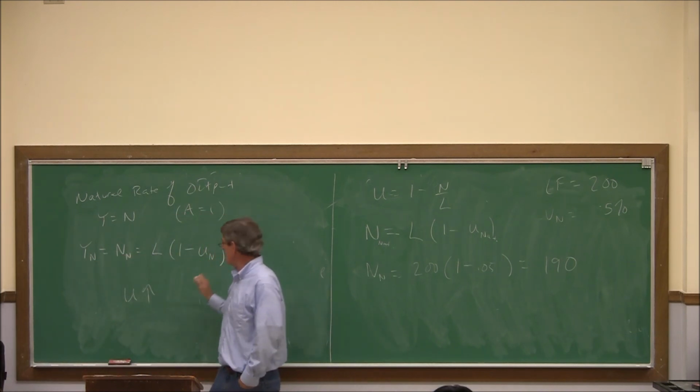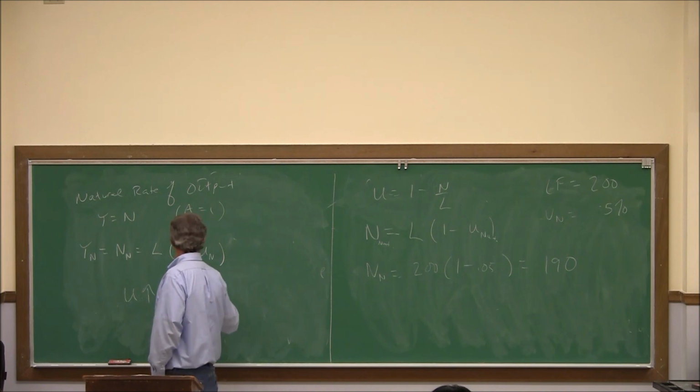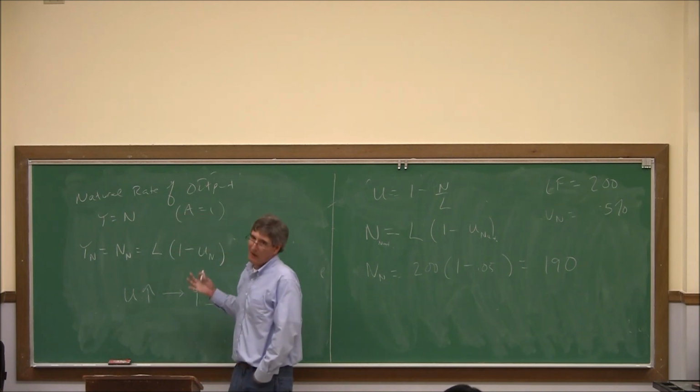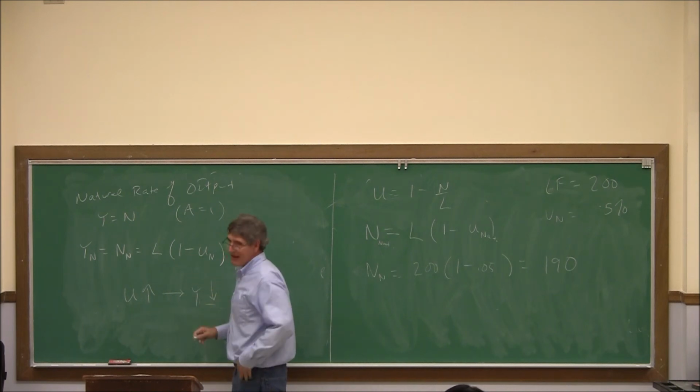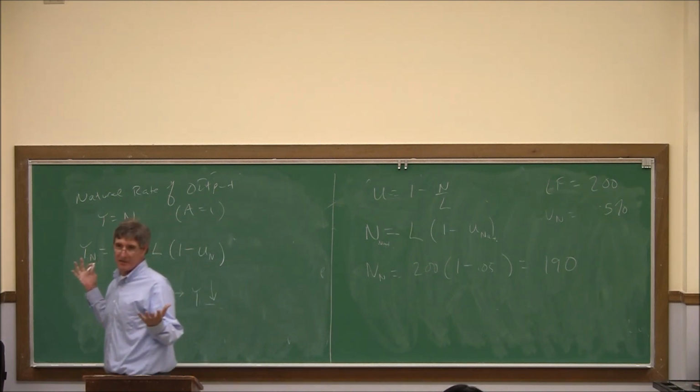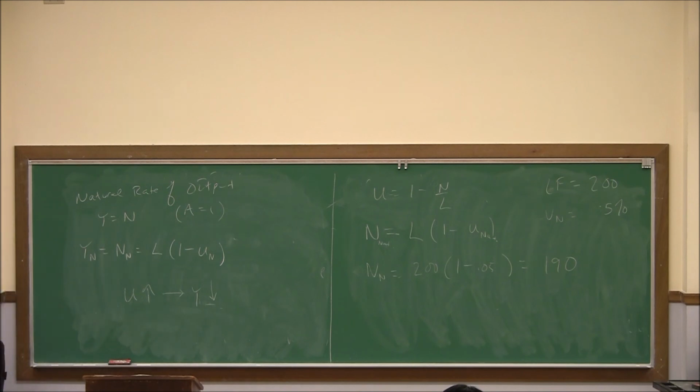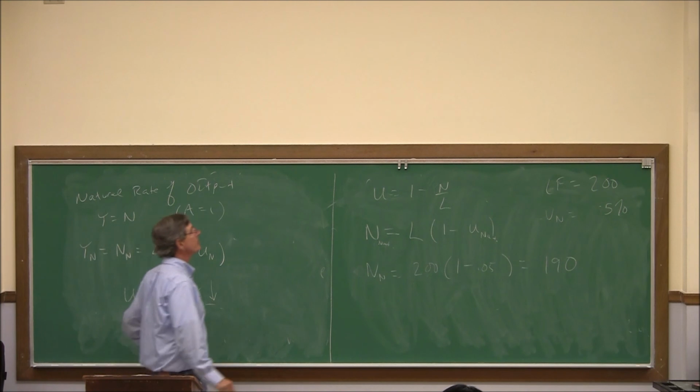So when unemployment goes up, what happens to output? Obviously it goes down, right? Because you have fewer people working in your labor force. And Y equals N, so it must go down. So there you have it. Okay.